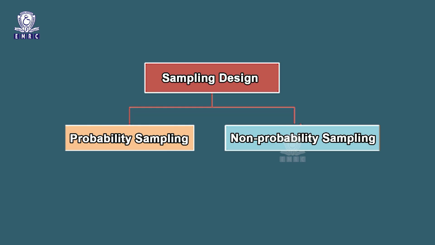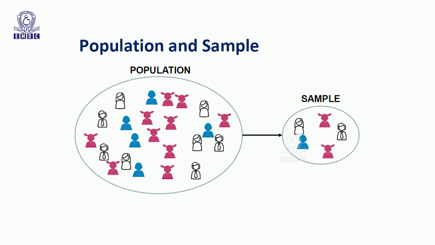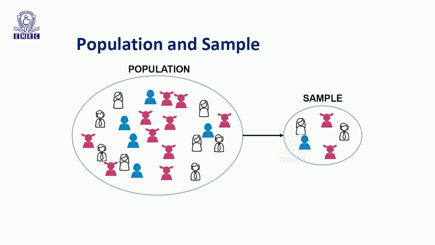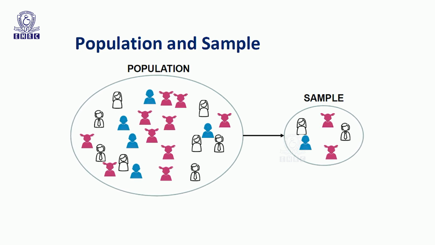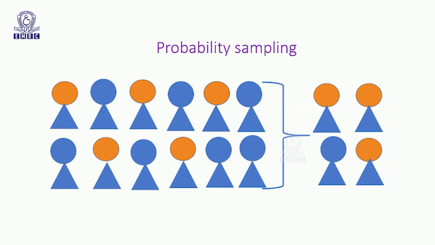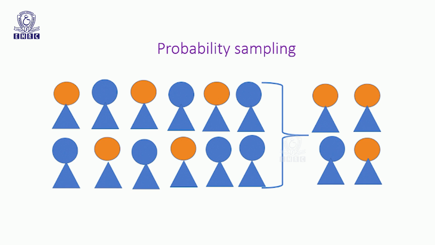Introduction. The method of selecting a sample for the study is of fundamental importance and it depends upon the nature of data and investigation. The sampling design can be broadly classified into two types, probability sampling and non-probability sampling. Probability sampling is the sampling procedure in which each and every individual or unit of population has equal chances of being selected for the sample.